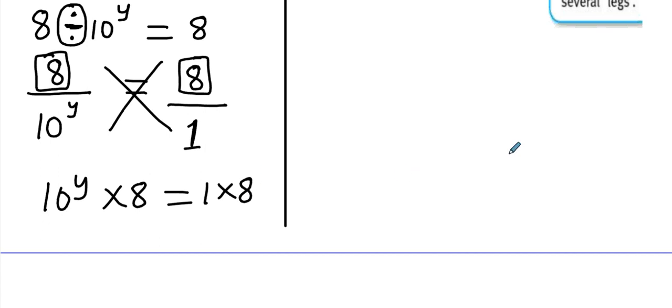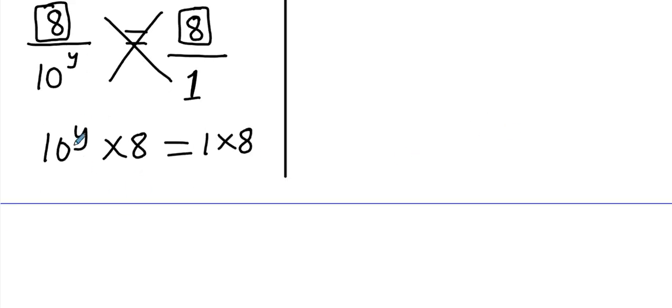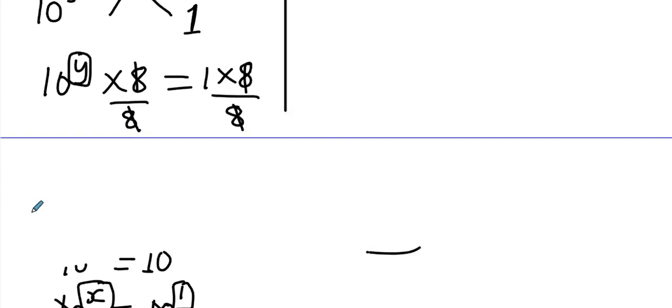Can you see that? Now, I'm looking for the missing power here. So what I'm going to do is divide by 8. You see this 8 and 8 will cancel? So here, it will be 10 to the power of y, 8 and 8 is gone, equals to 1.